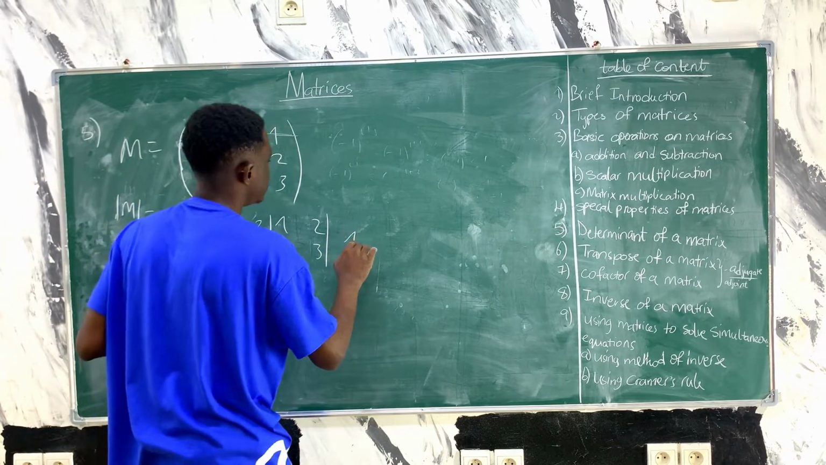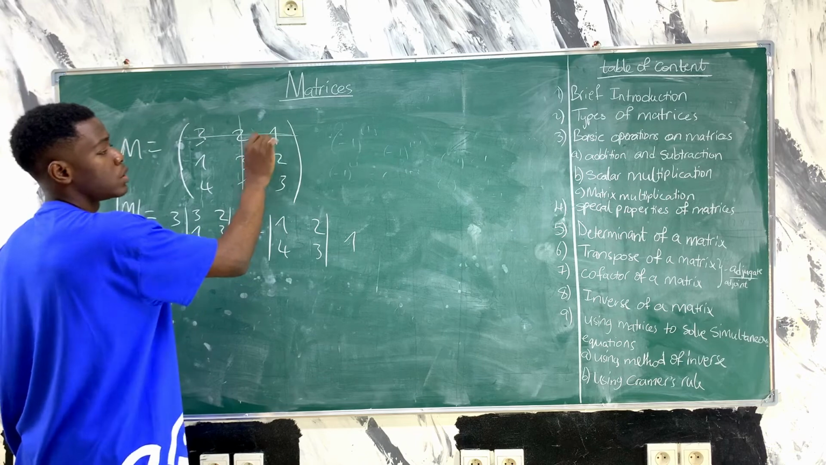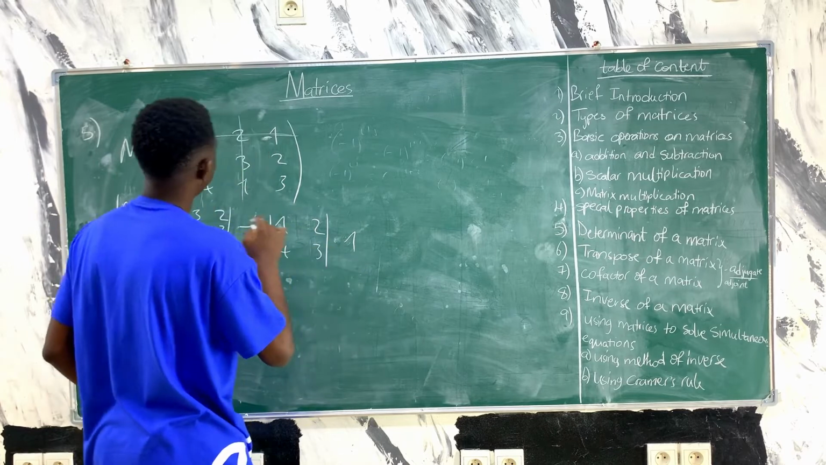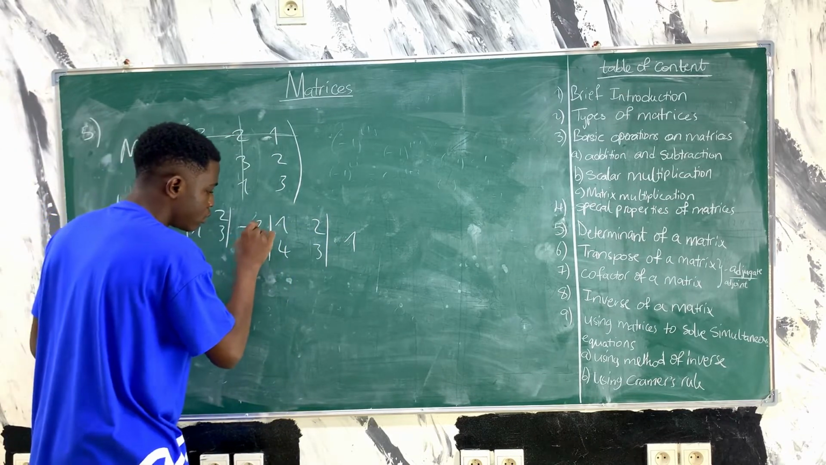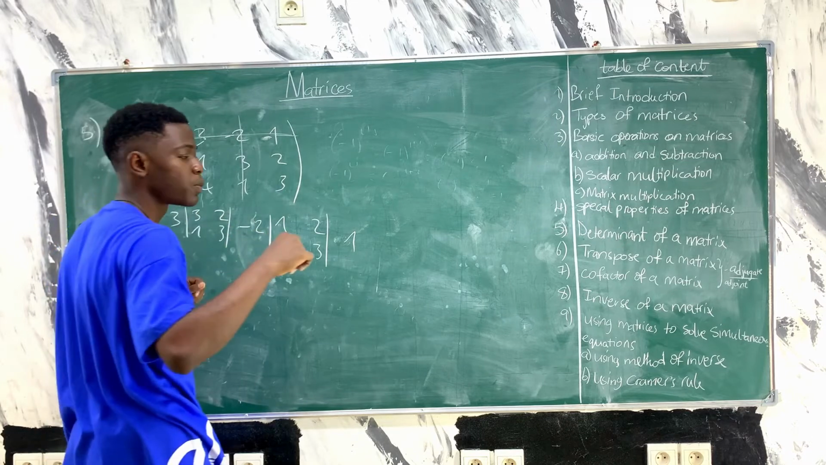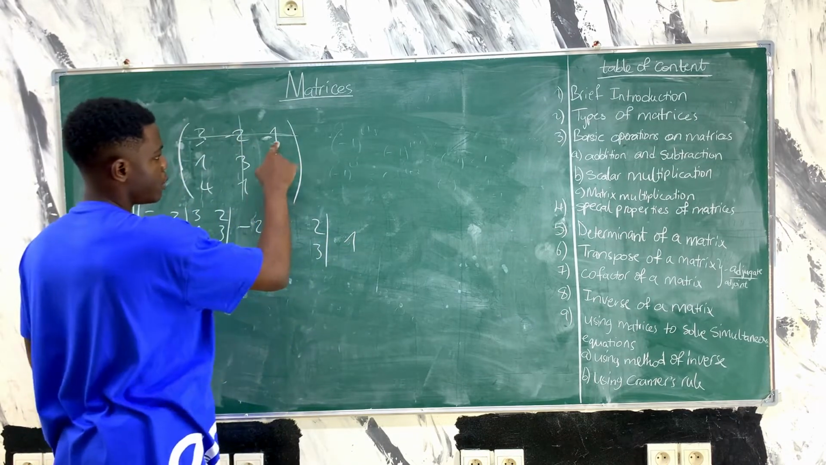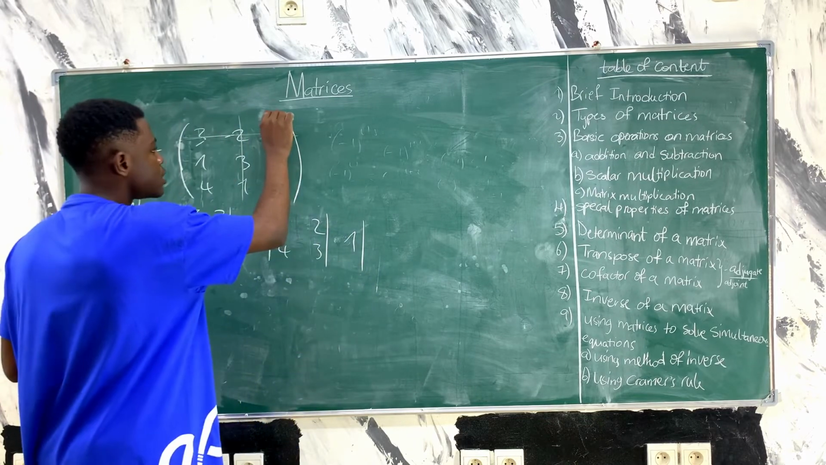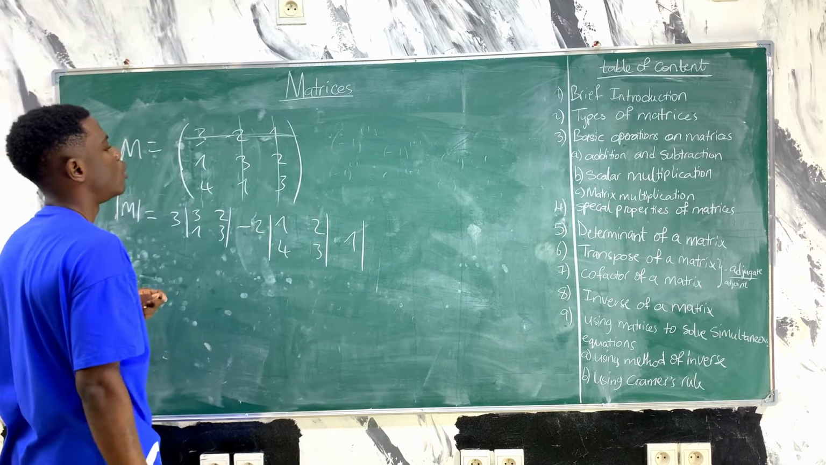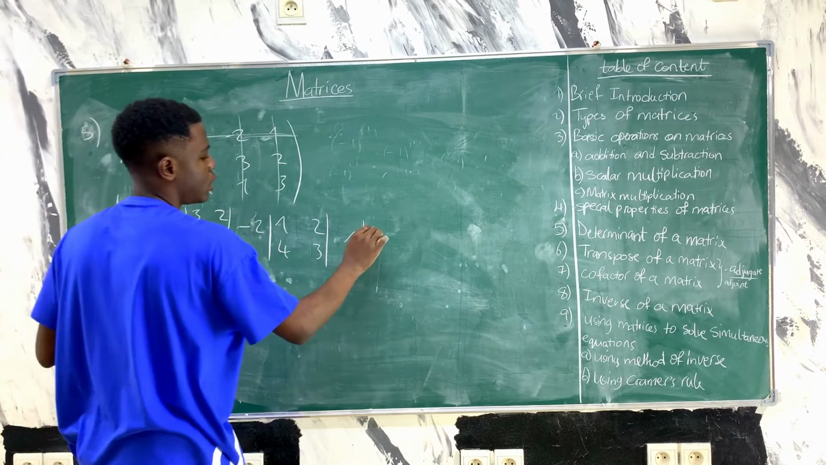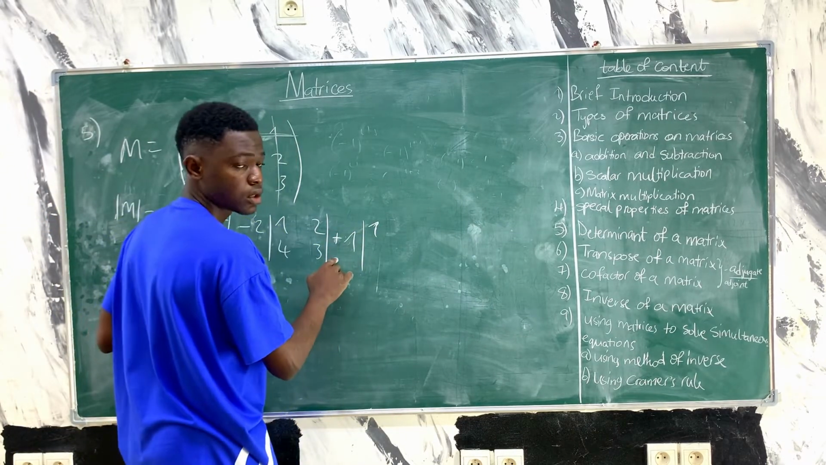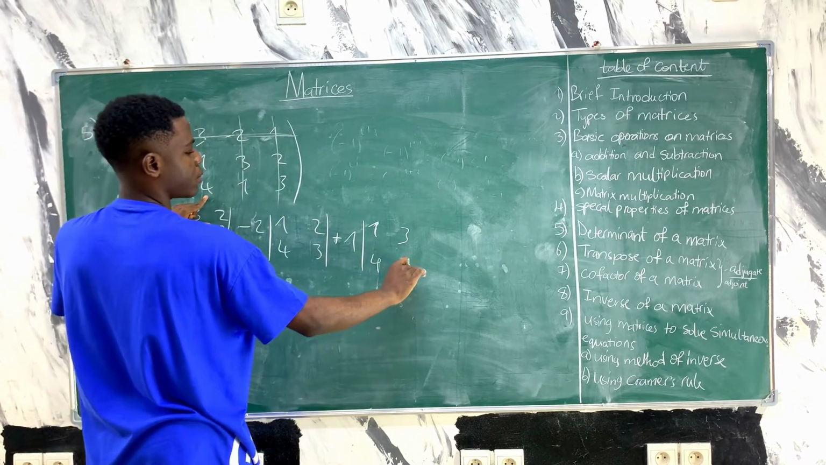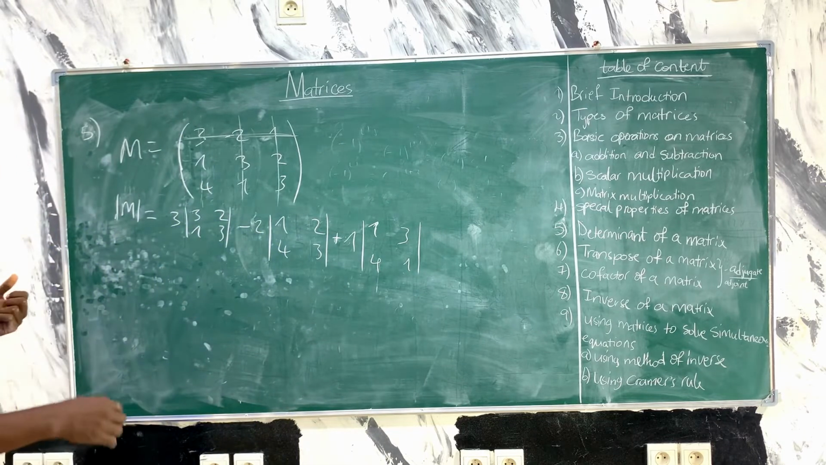Plus, I have 1. If this was minus 1, I would have put minus 1 here. Since it is plus, I put plus. If this was minus 2, I would have put minus 2 into brackets as I did in the previous example. So I put my 1, then I cancel the row and the column on 1. I'll be left with 1, 3, 4, 1. Put my plus here. When I do that, I'm almost done.